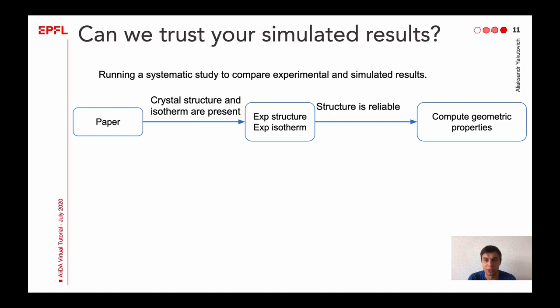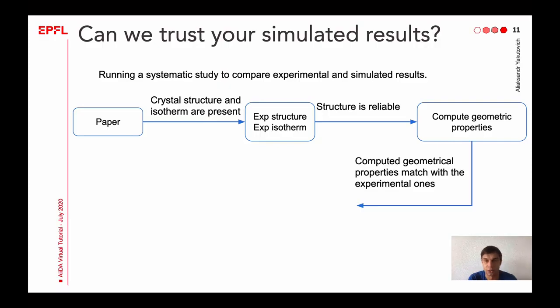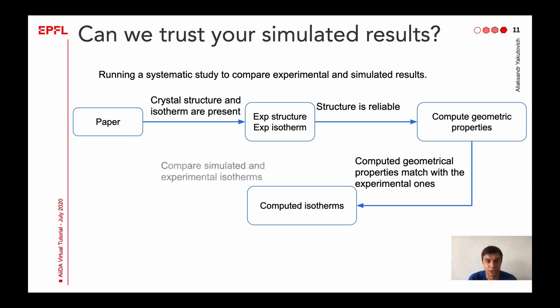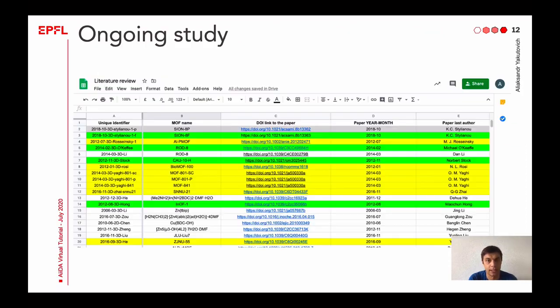We do this by comparing the pore accessible volume of our theoretical model and the pore accessible volume computed experimentally. If those two match, we go ahead with computing the theoretical isotherms. Basically, based on the comparison of computed and experimental isotherms, we draw the conclusion of how reliable our computational model is to predict the isotherms.